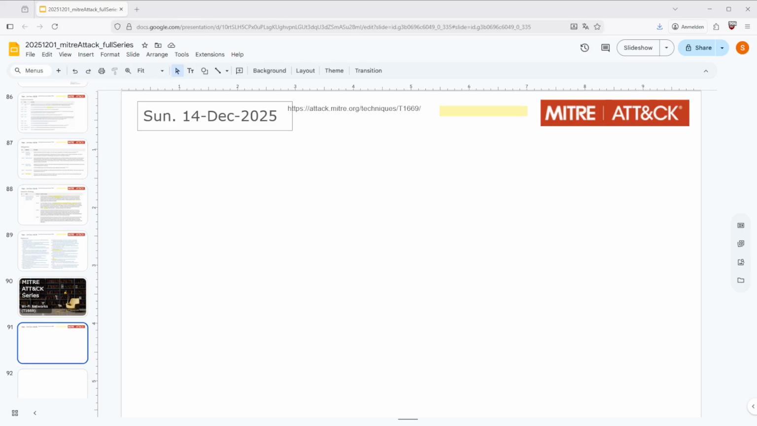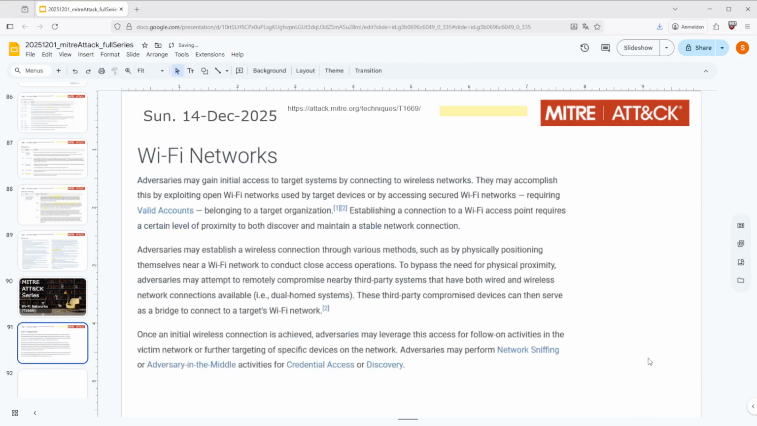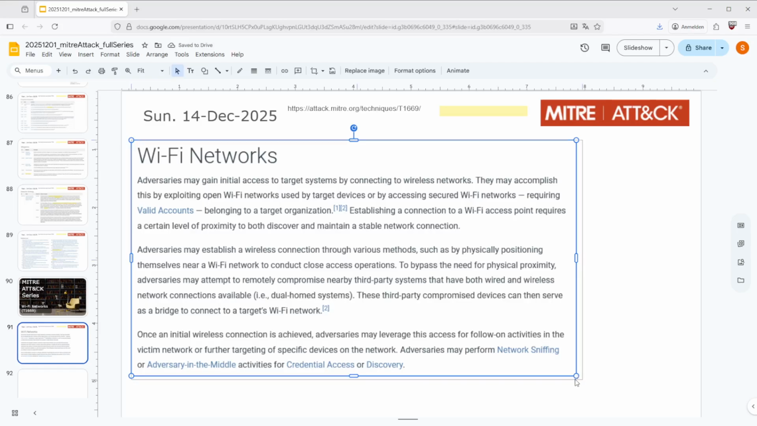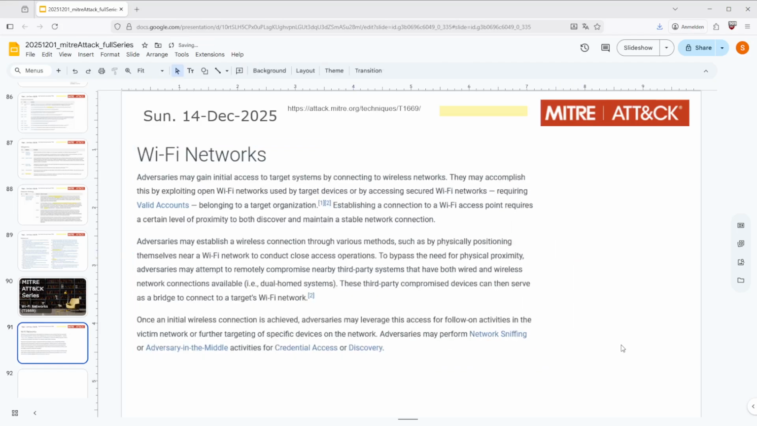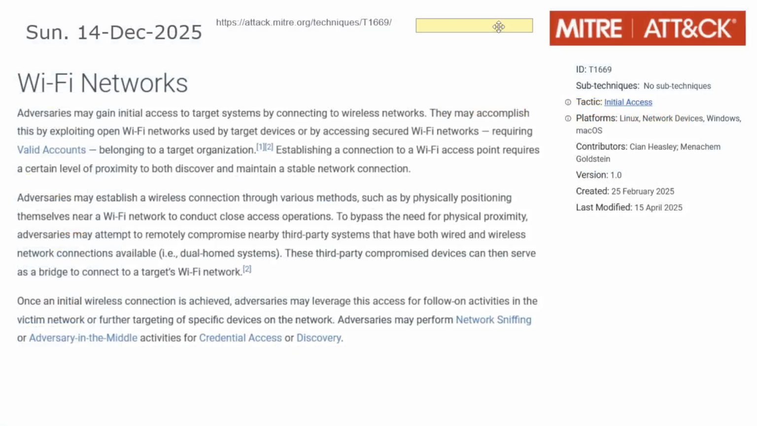Today we have Sunday the 14th of December, so I'm pre-producing the videos for the entire week. And initial access is what we are going to look at this time. So this one is big enough. Let's copy that overview here as well, and let's get into the reading mode and take a look at what we have here.